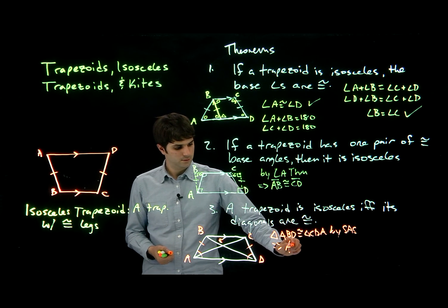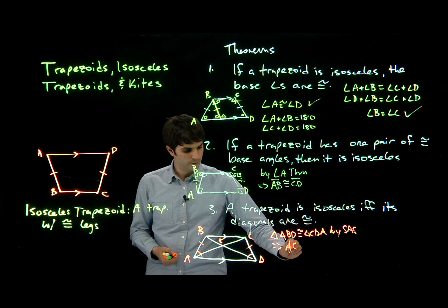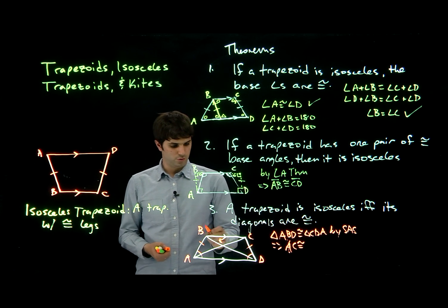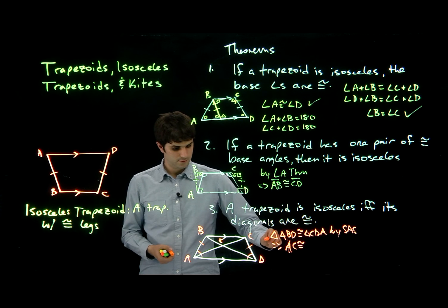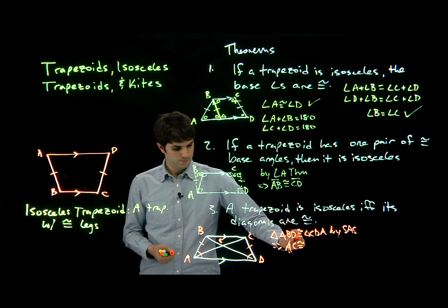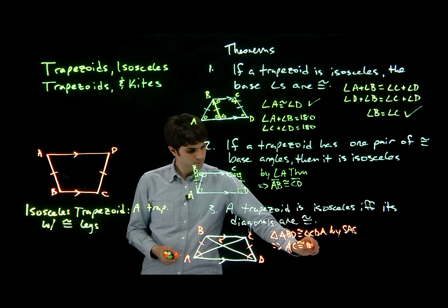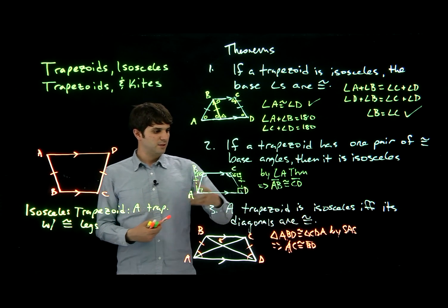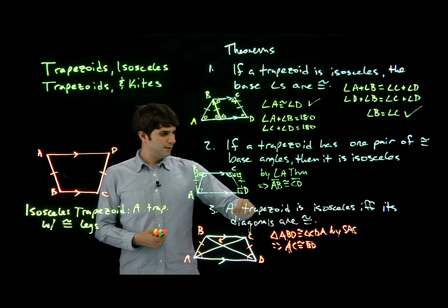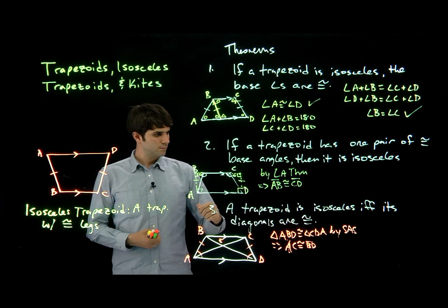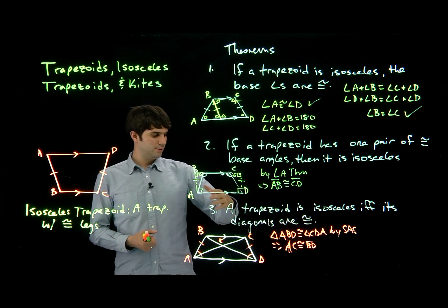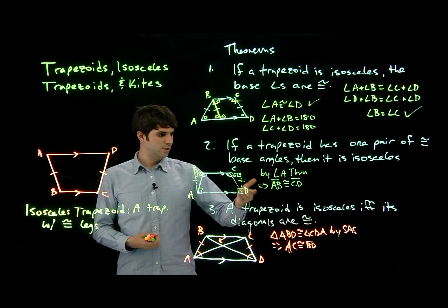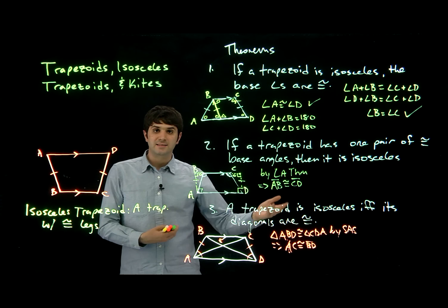AC, let me write that a little bit better. AC is congruent to BD. Now the other side of the coin says if you have a trapezoid with congruent diagonals, then it is isosceles.